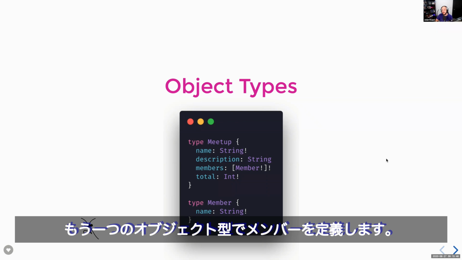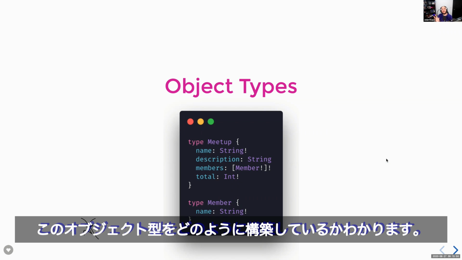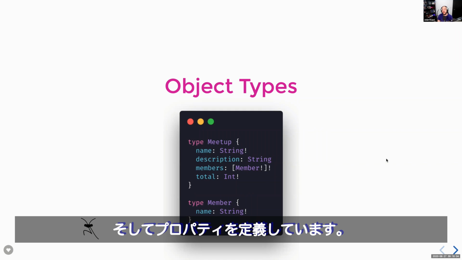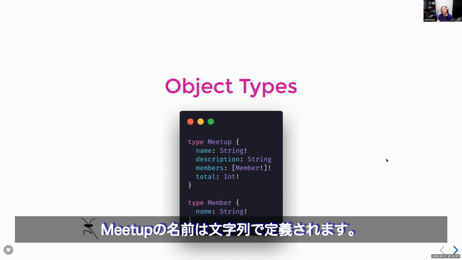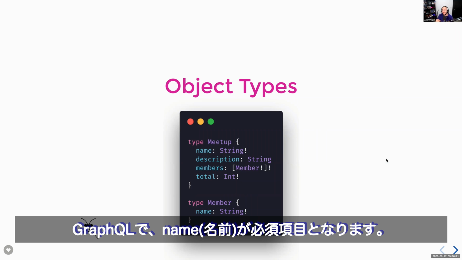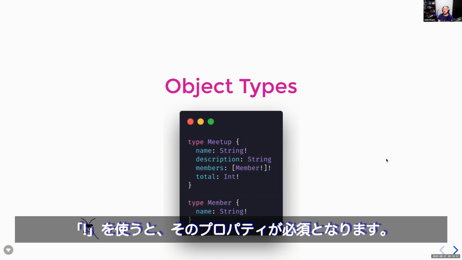And we have another type to specify the member. So if you can see the way we are constructing these types, we use the type keyword, the name of the object using uppercase as the first letter, and then we define the properties. So name, in the case of the meetup, is going to be a string, and that exclamation point at the end represents in GraphQL that the name is going to be required. So if you are using that exclamation point, it means that that property is required.